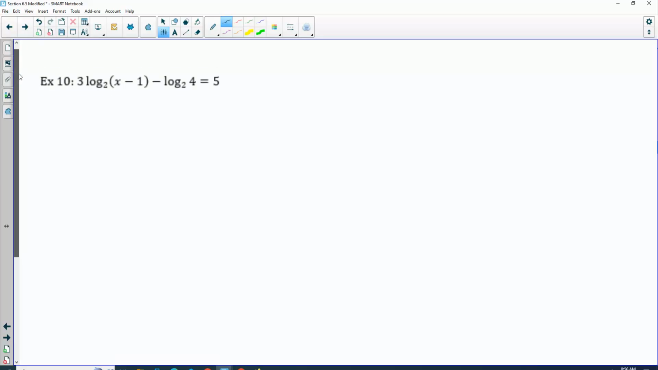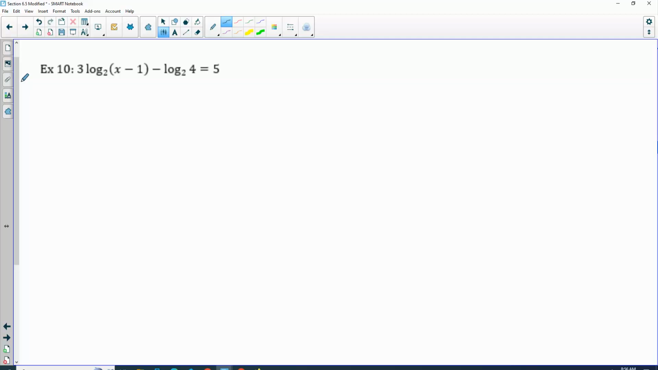Let's look at this one. Alright, so this time it's different because I have multiple logs over there. We still have to isolate the log. We can't use the definition unless there's just one log on that side. So I have a 3 in front. I can't just divide everything by 3 because I have more terms here. So what could you do with that 3?